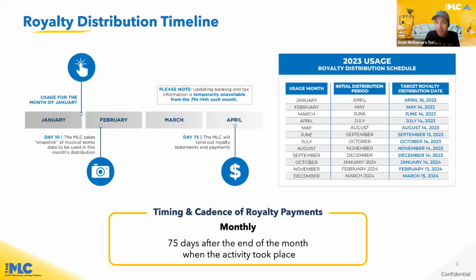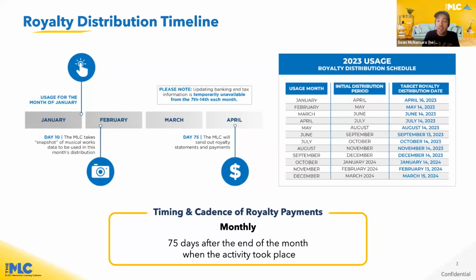So if we're looking at January as an example, the snapshot for January usage will be taken on or around February 10th. The next one would be day 70. On or around day 70, we look to update all of your banking information. So if you have any updates to your banking information that you need to make, please make sure that it's done by day 70. We generally close our banking updates on the 7th of each month. So make sure that any updates you need to make are made within those timelines. We want to make sure we're paying the right bank account.